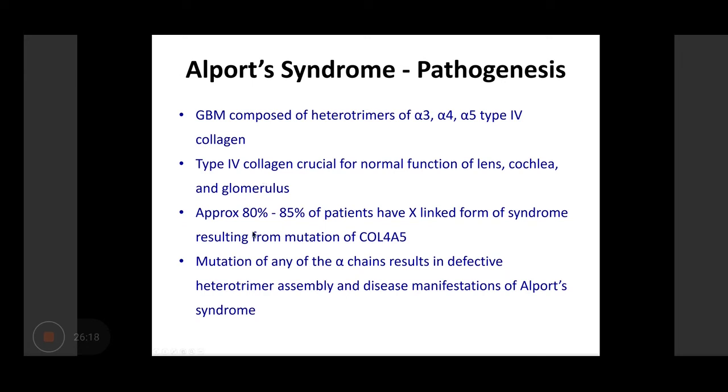Now, in patients of Alport syndrome, at least in 80 to 85% of these patients, they show a genetic mutation in the gene which codes for collagen 4A5. This is an X-linked disorder, and because of mutation in this particular gene, the heterotrimer of the alpha chains does not form properly. There is defective heterotrimer assembly, and since this collagen forms a predominant component of the basement membrane, the glomerular basement membrane gets damaged, and this presents as Alport.